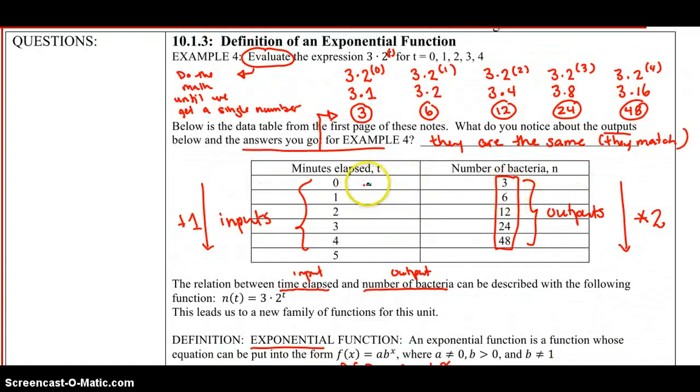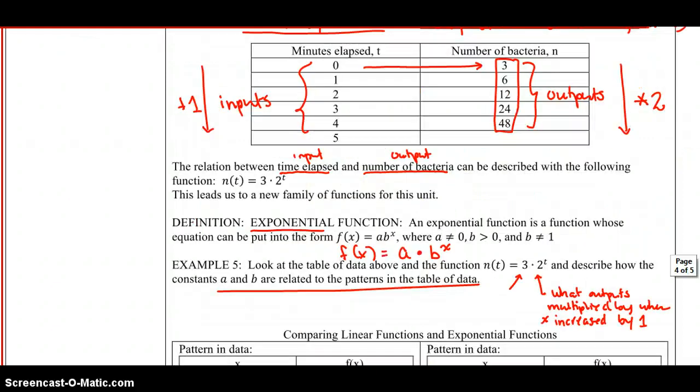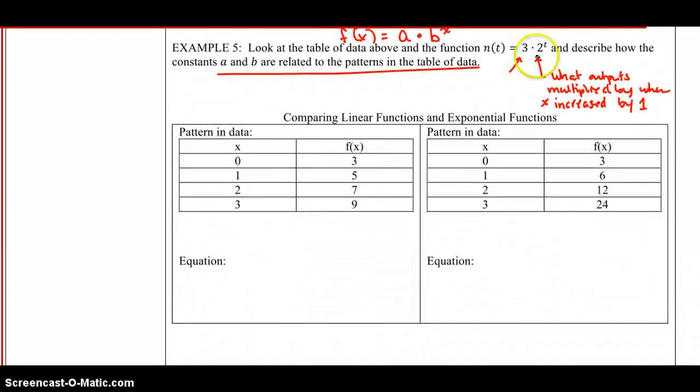So here, this is our initial number of bacteria at time t equals 0. Just like with linear functions, we looked at an initial value and then how much it increased or decreased by. The same thing here. We have this initial value when t equals 0. And then again, this base here gave us what we kept multiplying those outputs by as x increased by 1.